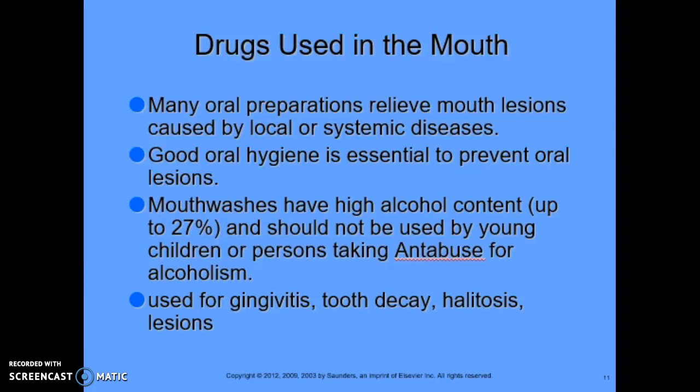Good oral hygiene is essential to prevent oral lesions, and this is one of the things that we use in our patient education. It's important to note mouthwashes have a high alcohol content, some up to 27%, and should not be used by young children or persons taking any anti-abuse medication for alcoholism. Used also for gingivitis, tooth decay, and the halitosis lesions.